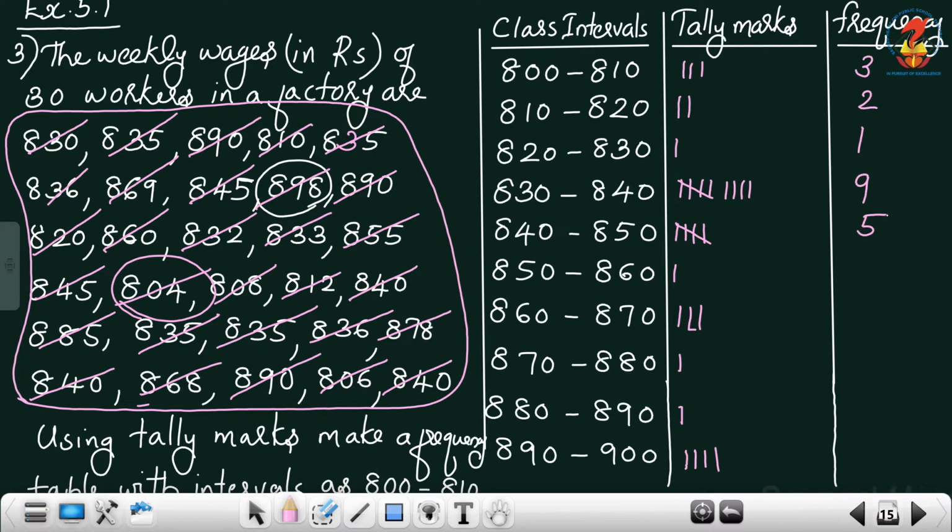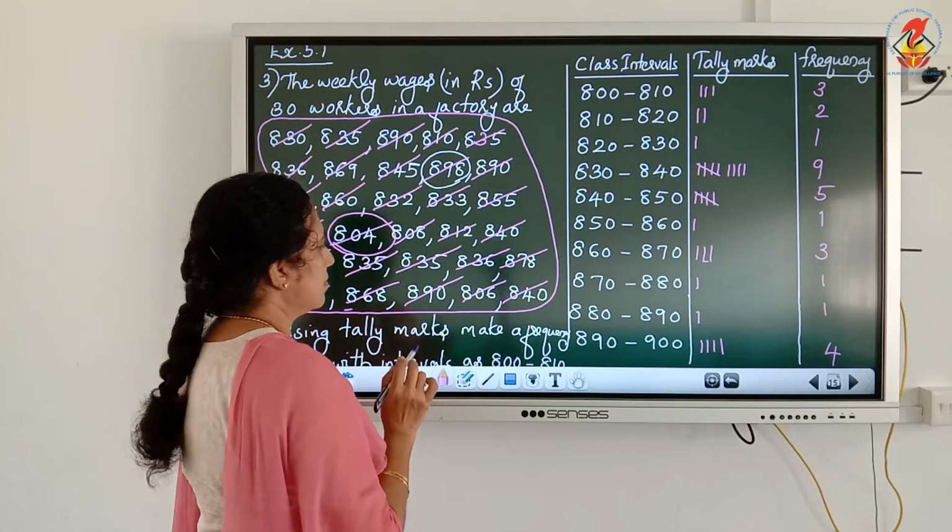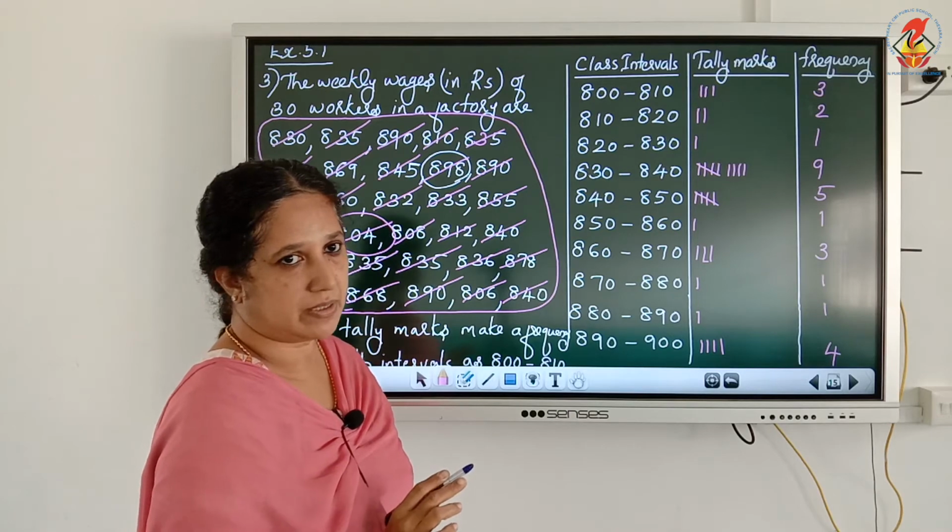9, 5, 1, 3, 1, 1, 4. So 3, 2, 1, 9, 5, 1, 3, 1, 1, 4. So we have the grouped frequency distribution table.